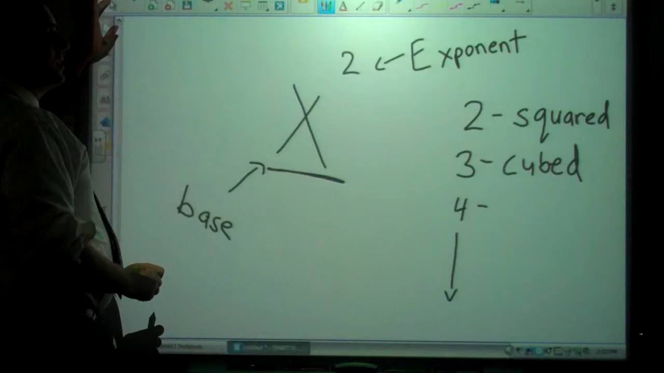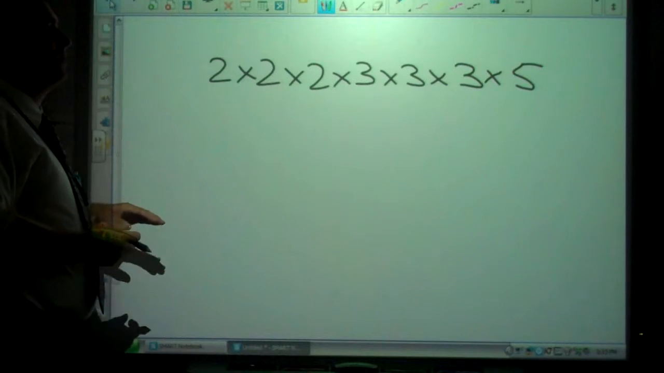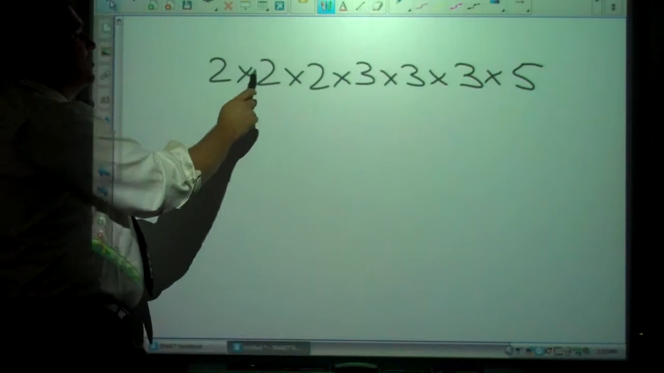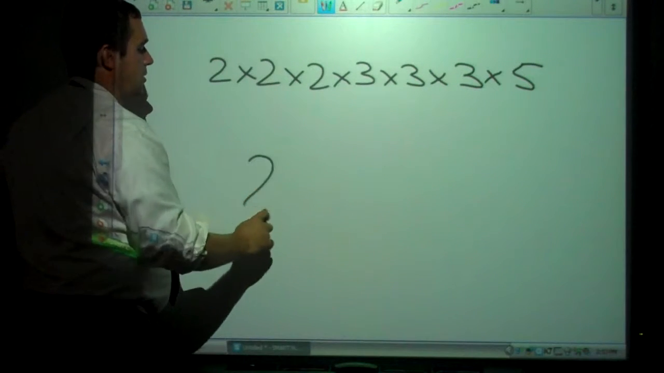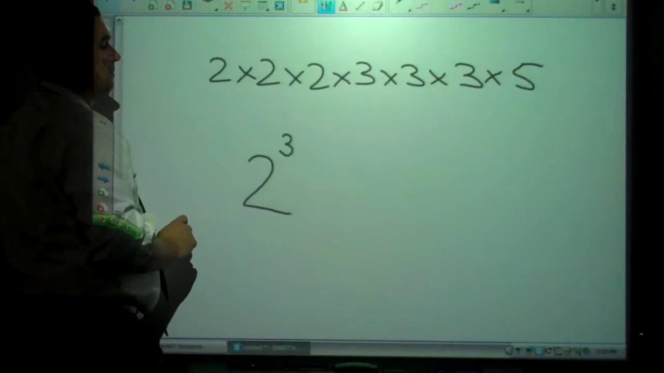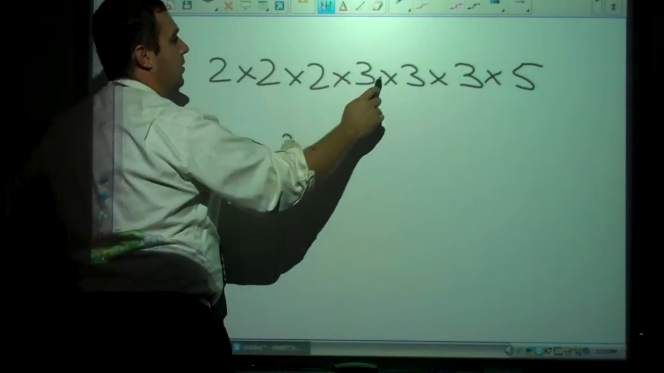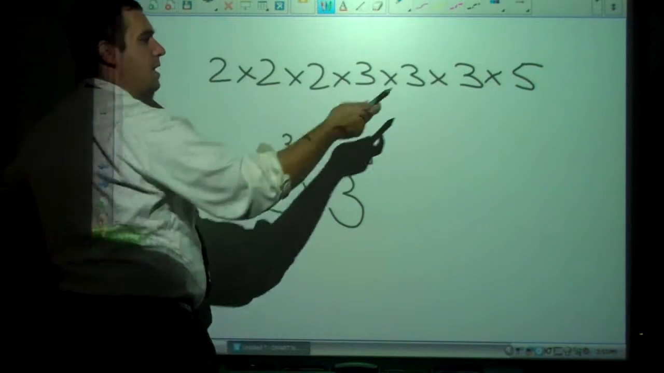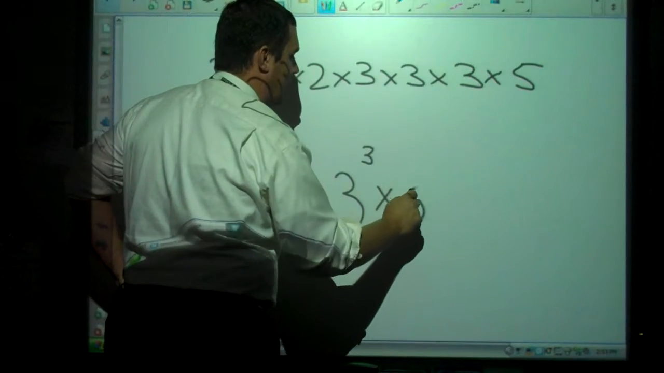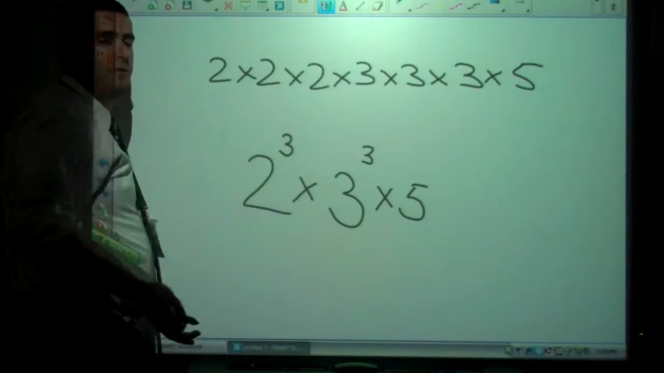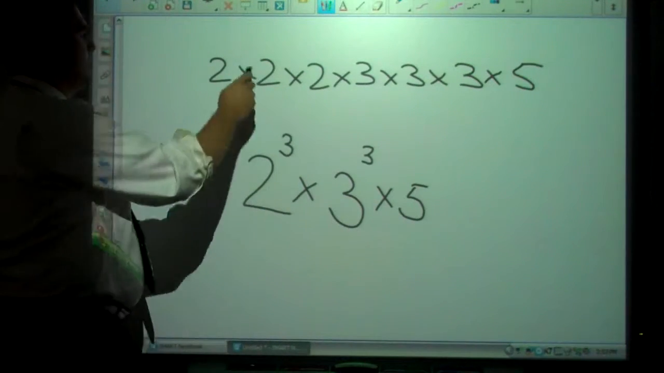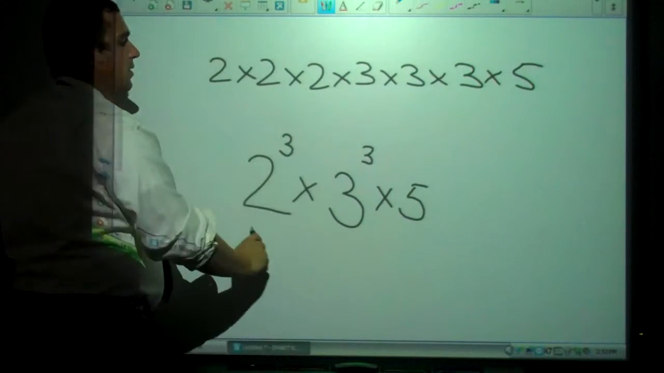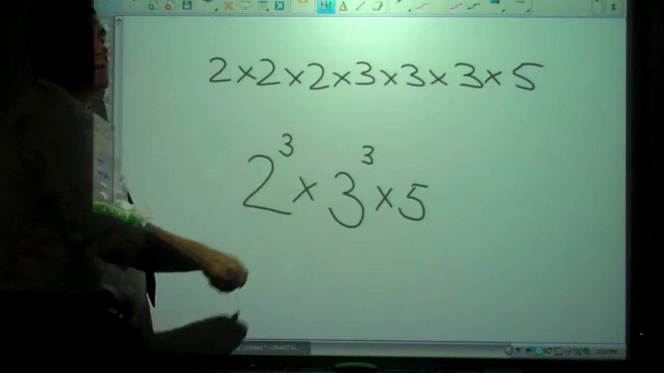Going back to prime factorization, this long example right here, we can rewrite this to make a lot more sense. We can say, how many 2's do we have? Well, we have a 2 and we have 3 2's. Multiply that by how many 3's do we have? Well, we have a 3 and we have 3 3's. And we have 1 5. We do not need an exponent over the top of that because it's just 1 5. So this right here is the same as this down here. It's going to be the same product, but much easier to write.